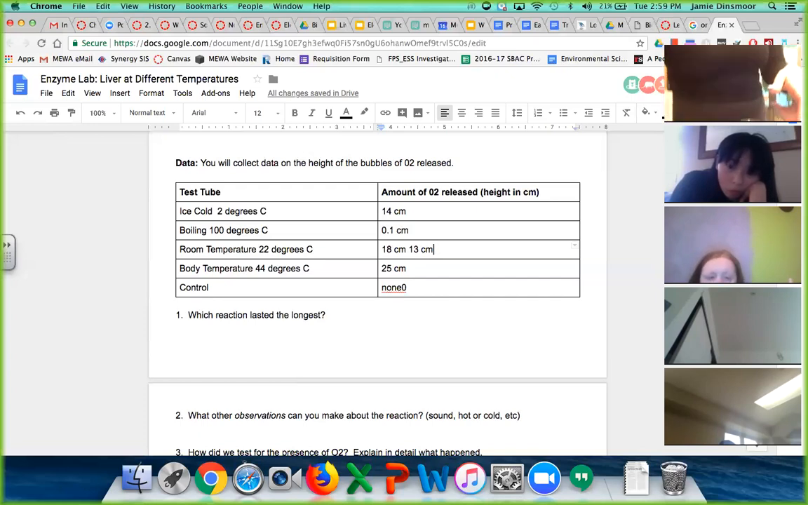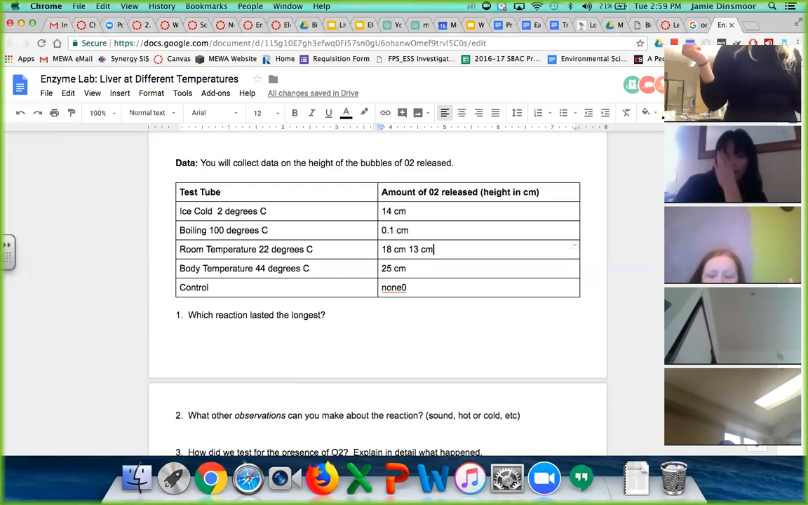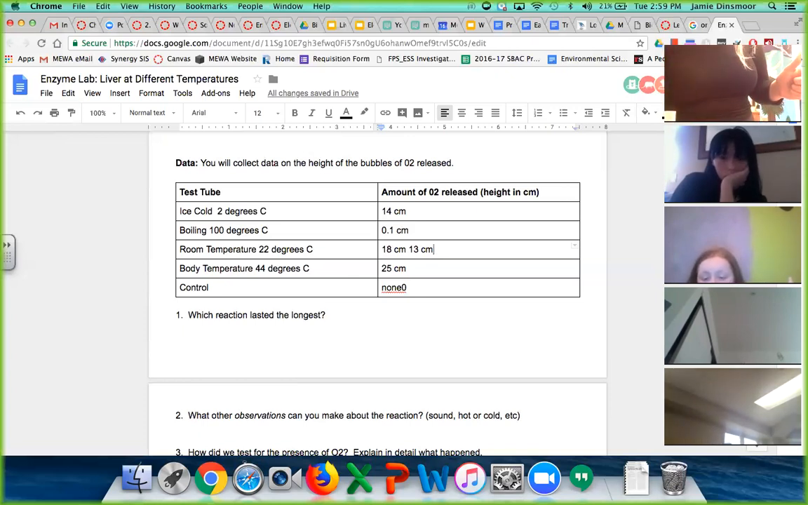Do you guys want to do cold or boiling next? Okay, we got a vote for boiling, 1 vote for cold. So we'll do boiling next. So making sure this glassware is not going to burn me. Check out what the liver looks like after it's been in boiling water. What do you notice about it?